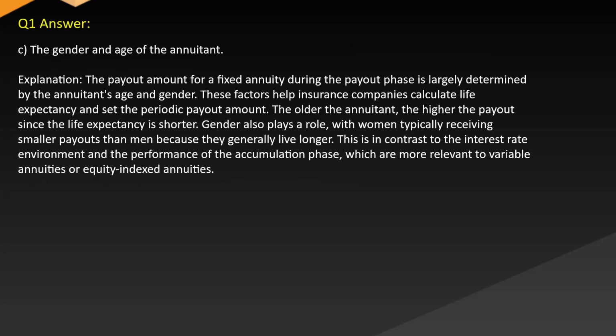Answer: C. The gender and age of the annuitant. Explanation: the payout amount for a fixed annuity during the payout phase is largely determined by the annuitant's age and gender. These factors help insurance companies calculate life expectancy and set the periodic payout amount. The older the annuitant, the higher the payout since the life expectancy is shorter. Gender also plays a role, with women typically receiving smaller payouts than men because they generally live longer.